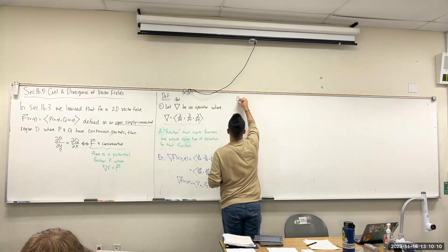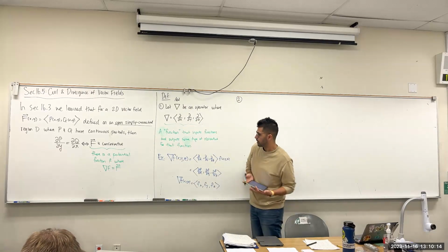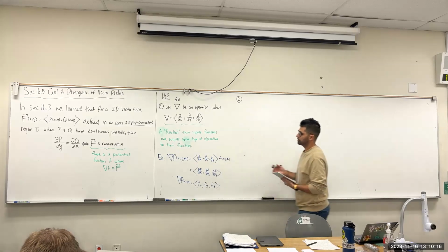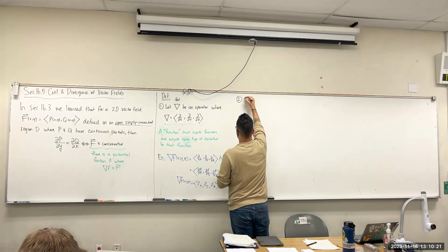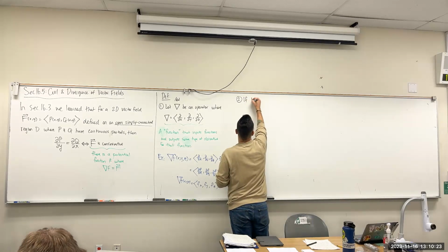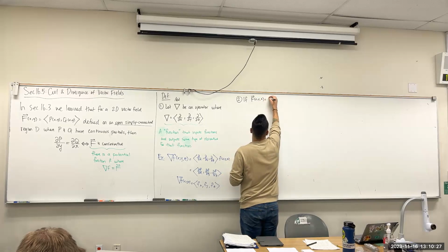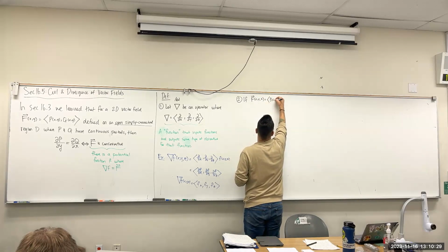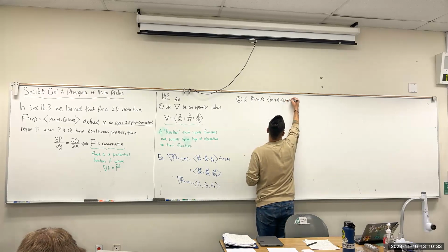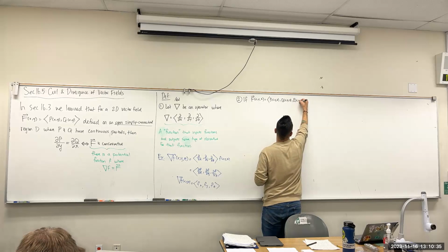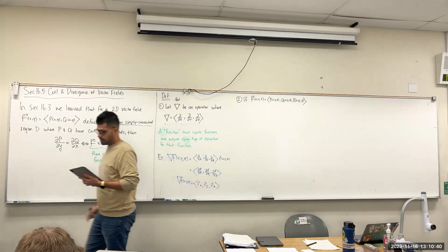So the curl is going to do something different, and it's not going to do it to a scalar function. It's going to do it to a vector. So this is how we're going to define the curl. If you have a 3-dimensional vector field where you have P of x, y, z, Q of x, y, z, and R of x, y, z.